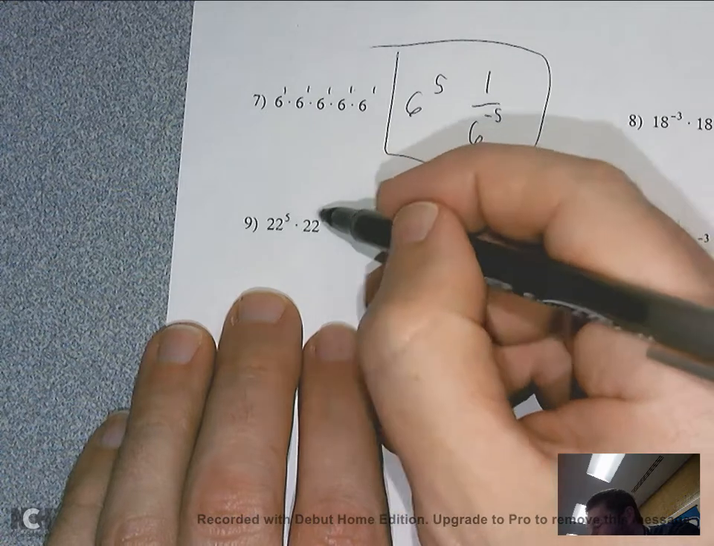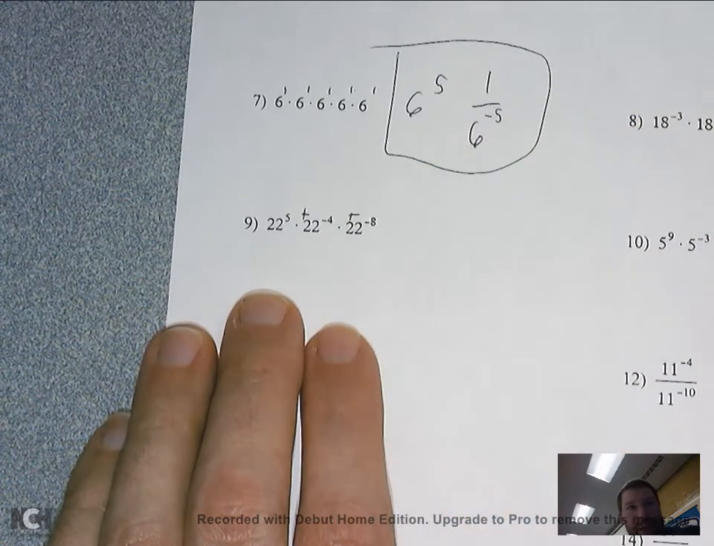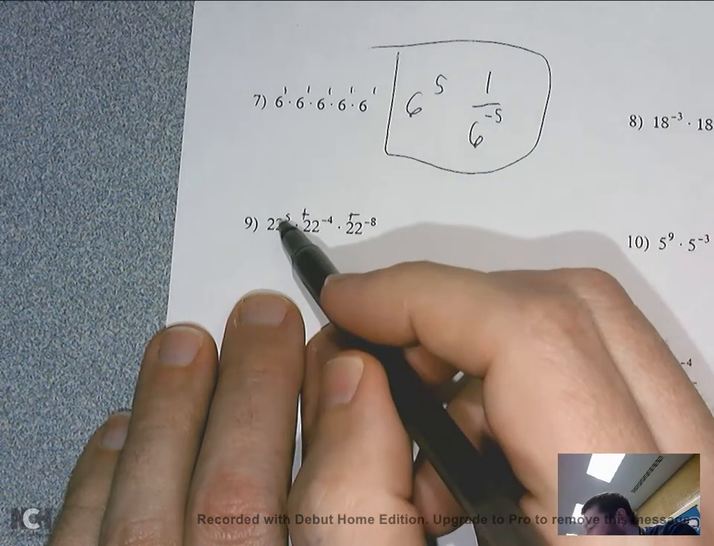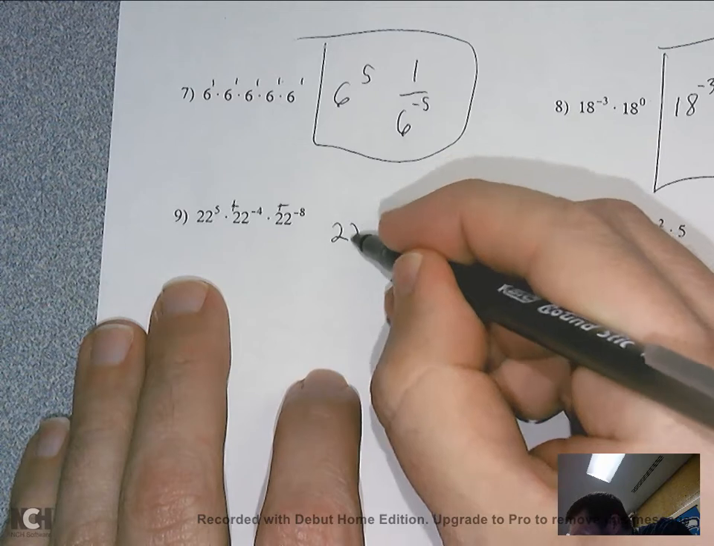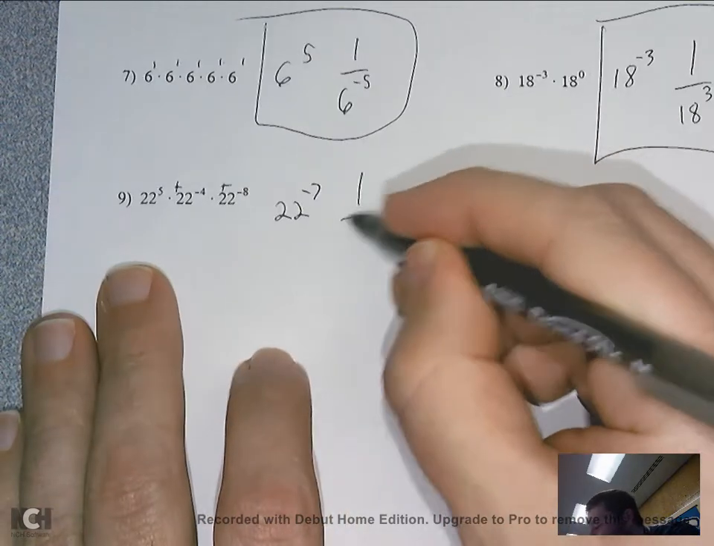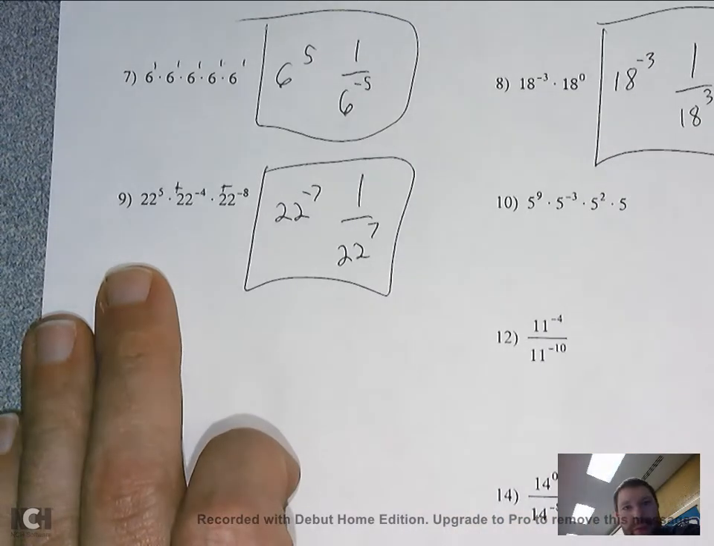Here we have 22 to the fifth plus negative 4 plus negative 8. So that would be 1. 1 plus negative 8 would be negative 7. So 22 to the negative 7, or 1 over 22 to the positive 7. And that would be your answers.